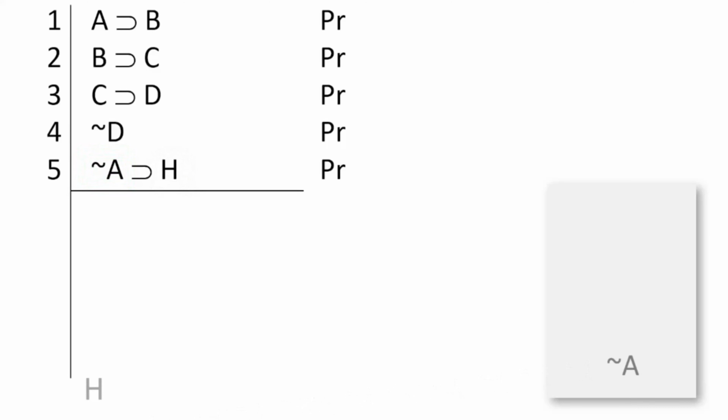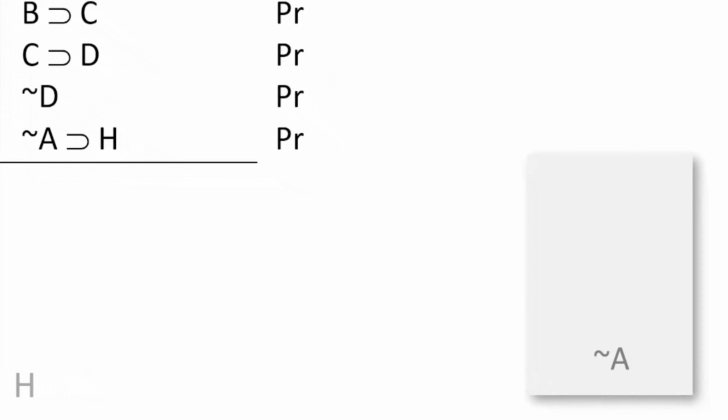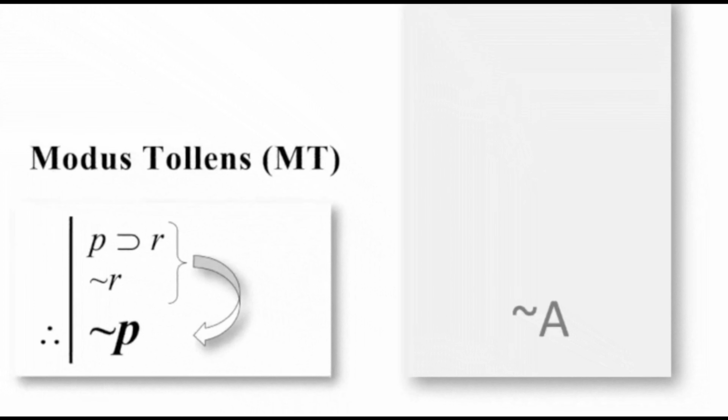Now the question is, how can we get not A? Well, if you look carefully through the premises, you will see that the only place where you can find not A is in the antecedent of the conditional in line 5. But no rule allows us to derive the antecedent of a conditional. So that strategy fails.